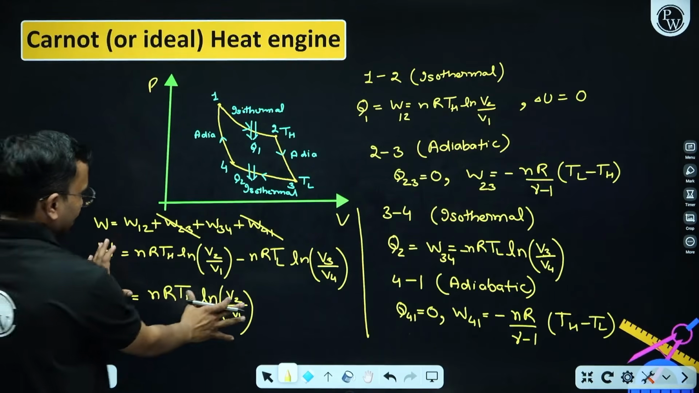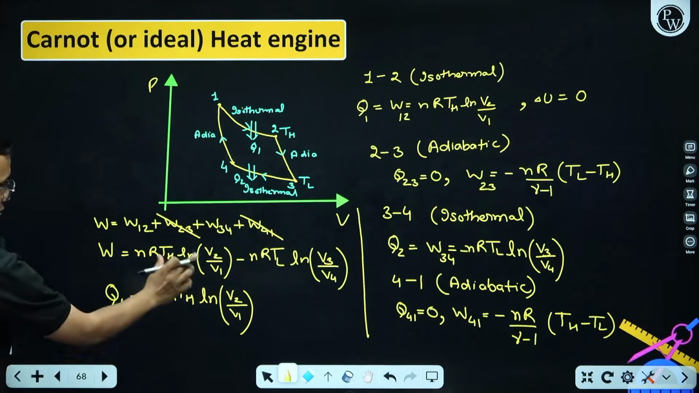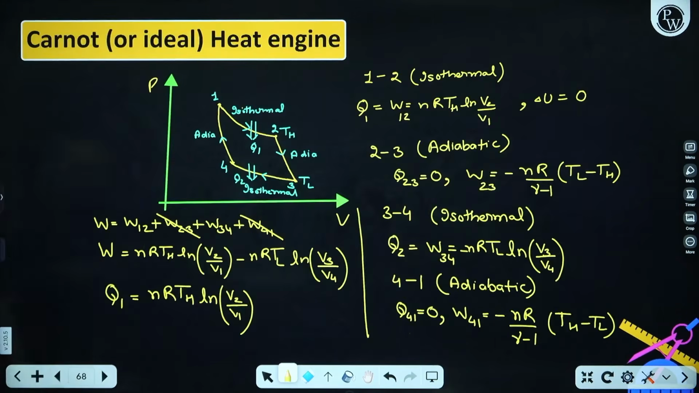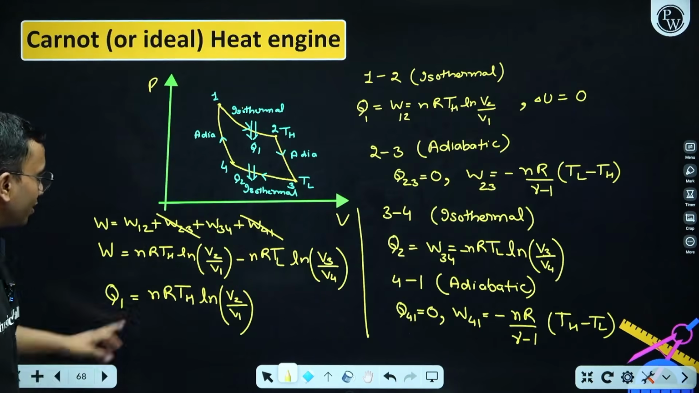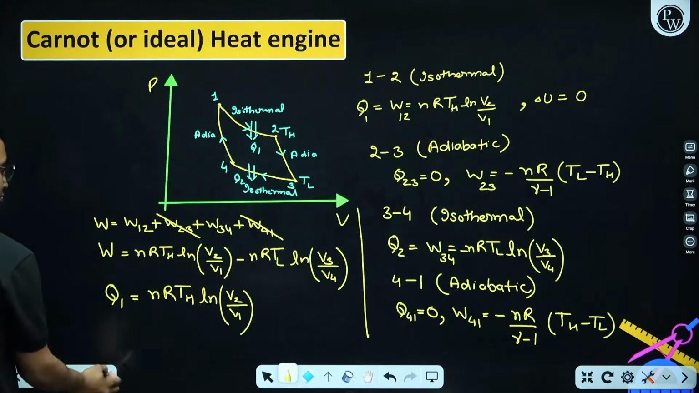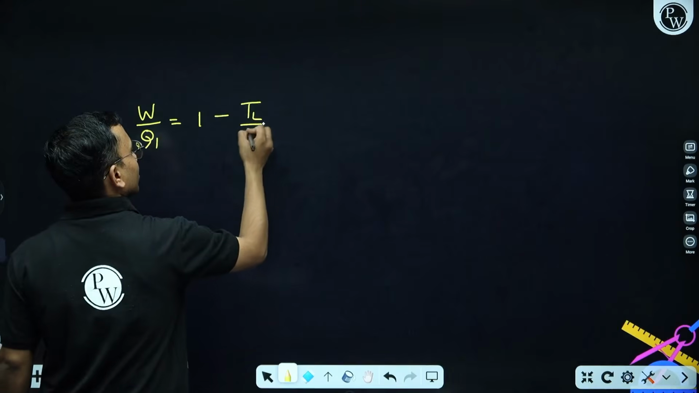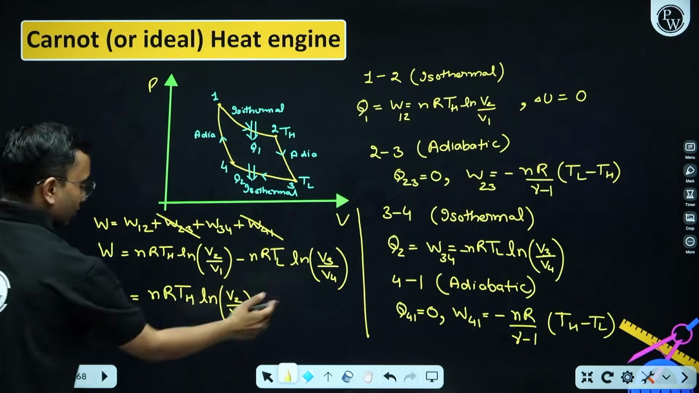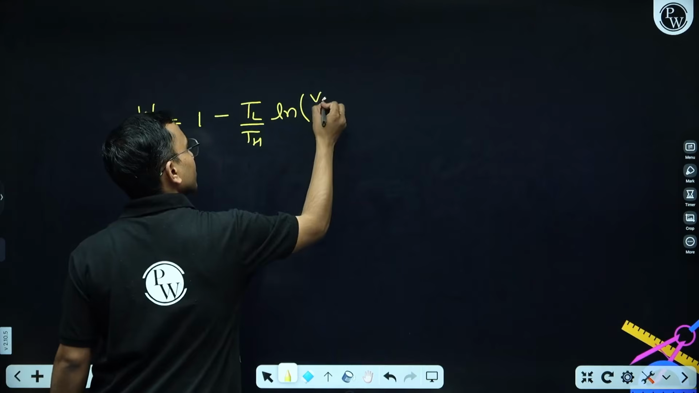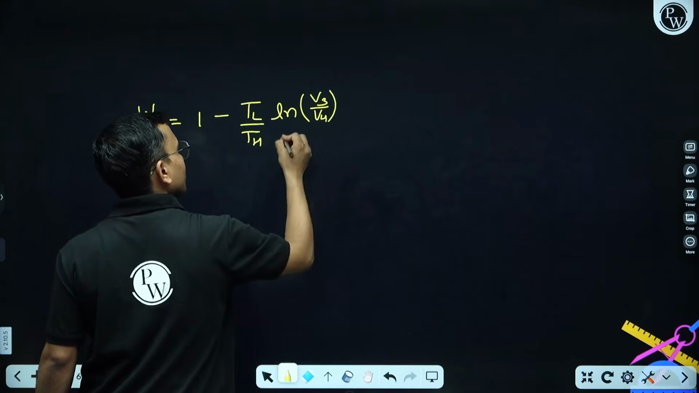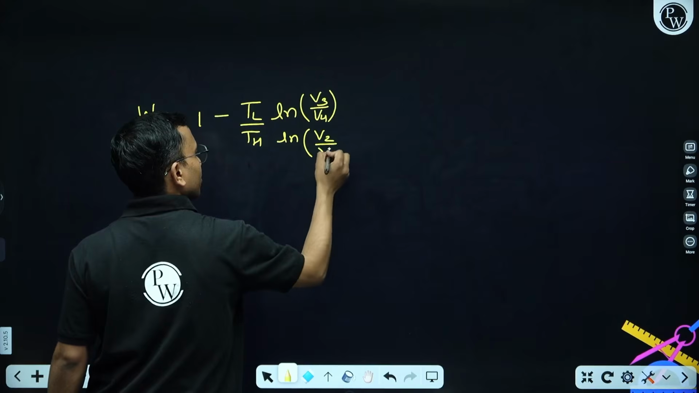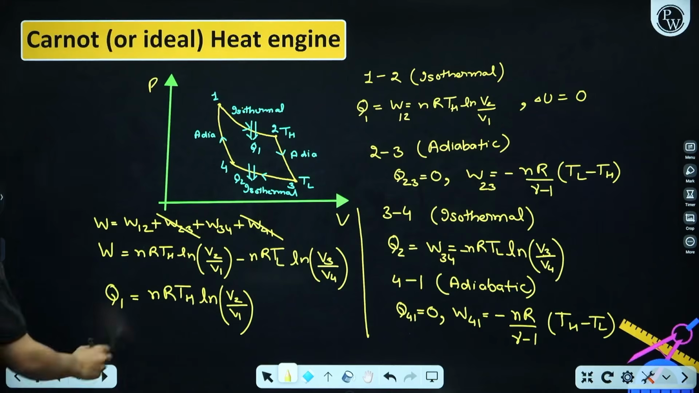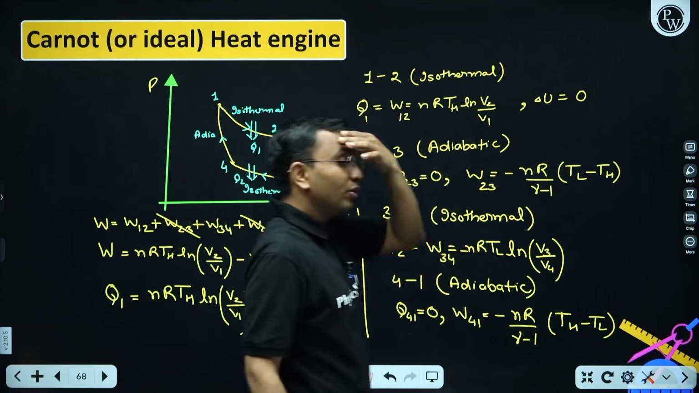If I divide this, the first expression will get cancelled, so this will become 1 minus that. Here nR will get cancelled: T low by T high into ln V3 by V4 divided by ln V2 by V1. Is this correct? Yes. Now let us relate V3 by V4 to V2 by V1.